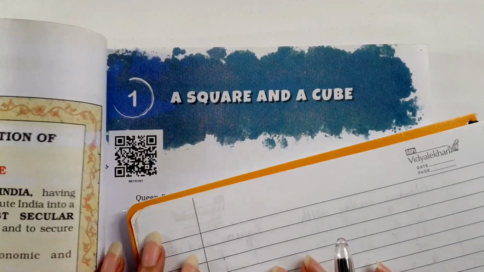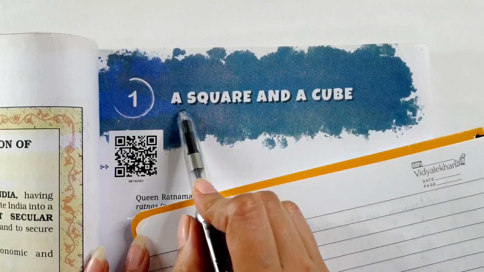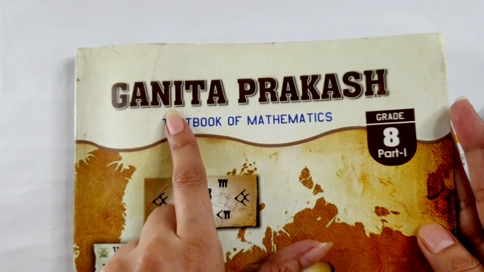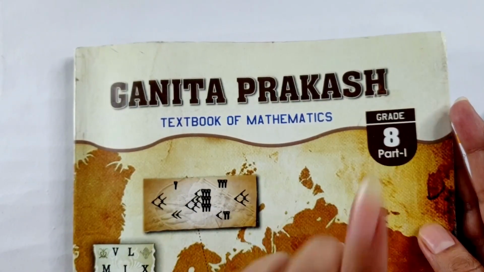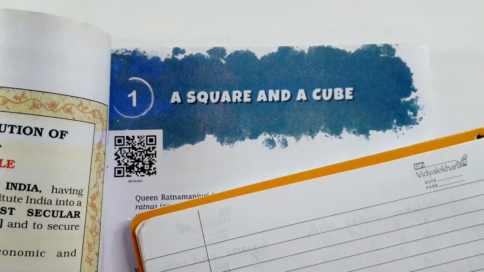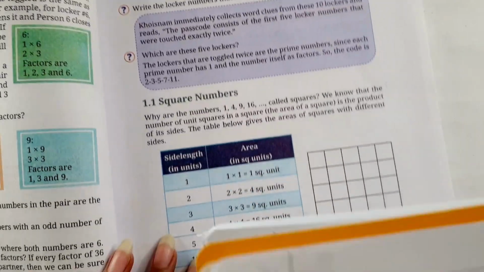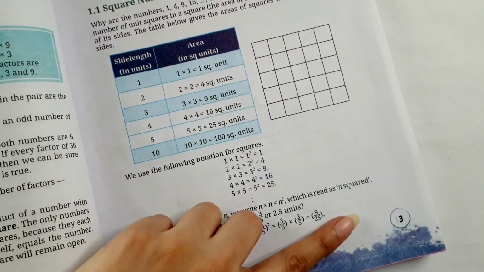Hello and welcome to the second video, and today we are going to continue studying chapter 1 of Ganita Prakash, which is a textbook for maths. This is for 8th standard. This is the part 1 textbook, a square and a cube. And today we're going to continue from this point, which is on page number 3.